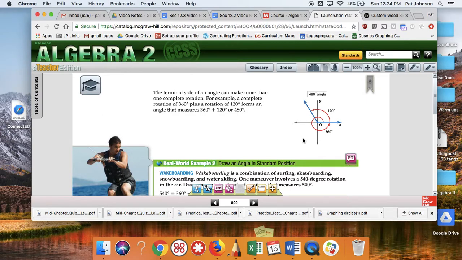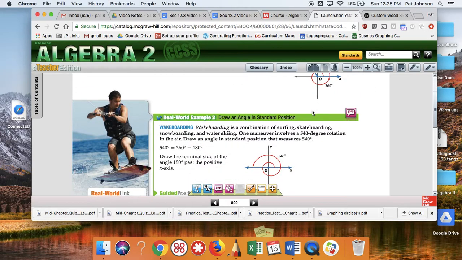Now, the terminal side of an angle can make more than one complete rotation. For example, a complete rotation of 360 plus 120 is going to equal 480. So they start here, go around 360 degrees, and then another 120. So we've rotated 480 degrees. It's not limited to 360 or less than 360 degrees. One rotation is 360 degrees, and it can go more than one.